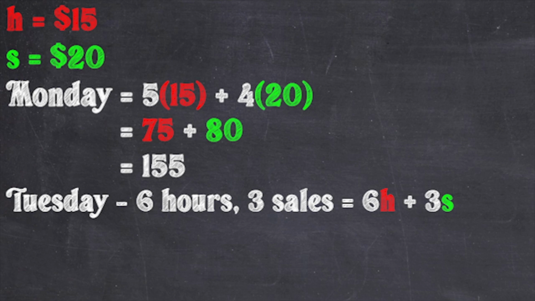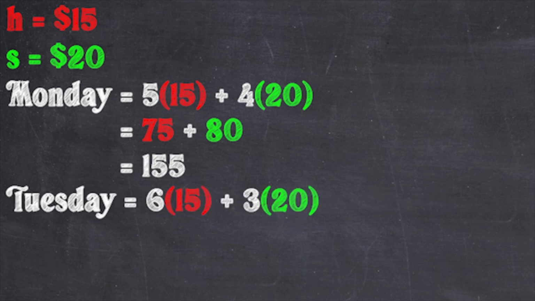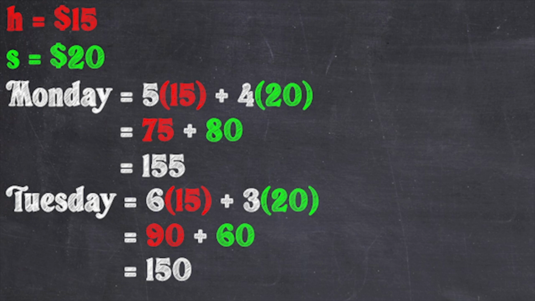We now know how much he would earn per hour and for each sale made. Hence, we can substitute 15 for H and 20 for S, giving us the expression 6 times 15 and 3 times 20. All that remains to be done is completing the evaluation for this algebraic expression. 6 times 15 is 90, and 3 times 20 is 60. Therefore, Joe's total earnings for Tuesday is 90 plus 60, which is $150. That was wonderful! Joe sure must be happy with the money he made so far.